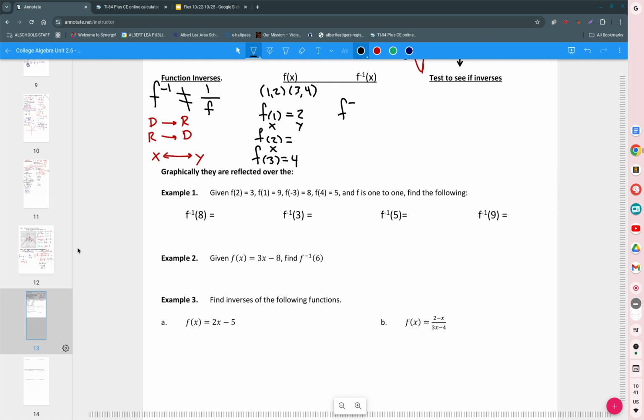What is f inverse of 2? That means if you have a y value of 2, what's the corresponding x value? 1.